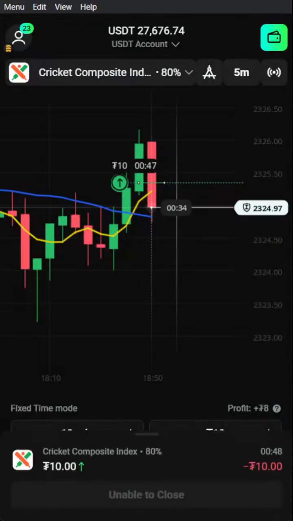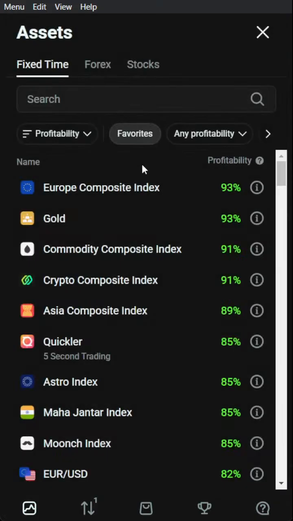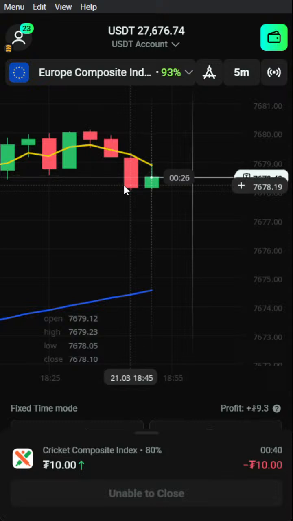Okay, let's check this. There's a lot of difference, so I doubt that it would go in our favor, but no worries, I'll recover it, guys.